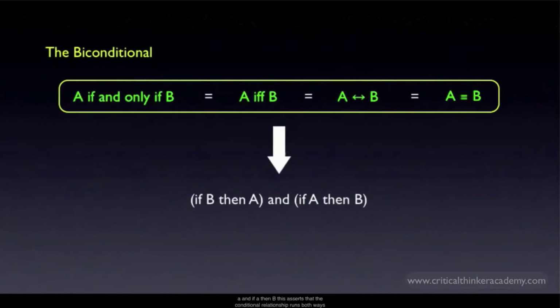This asserts that the conditional relationship runs both ways. Given A, you're allowed to infer B, and given B, you're allowed to infer A. It's not surprising then that this is also called a biconditional. You might encounter the biconditional written in different ways, but they all mean the same thing, that A implies B and B implies A. Biconditionals show up a lot in formal logic and mathematics. They're used to demonstrate the logical equivalence of two different expressions. From a propositional logic standpoint, the defining feature of a biconditional is that the claims A and B always have the same truth value. If A is true, then B is true, and vice versa.